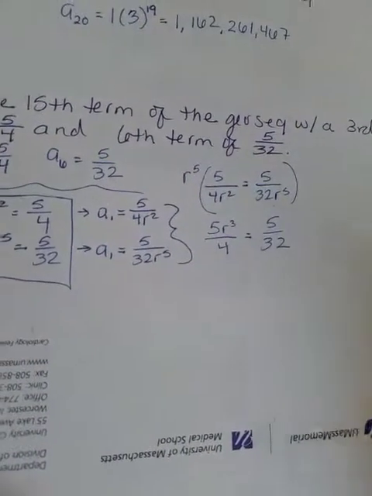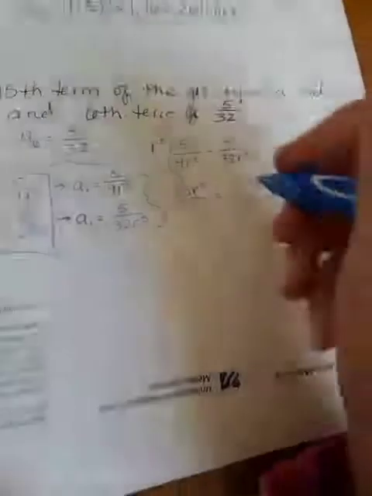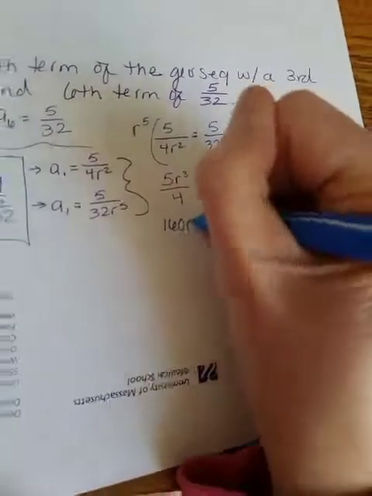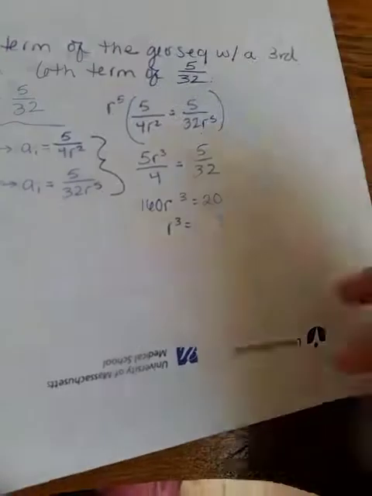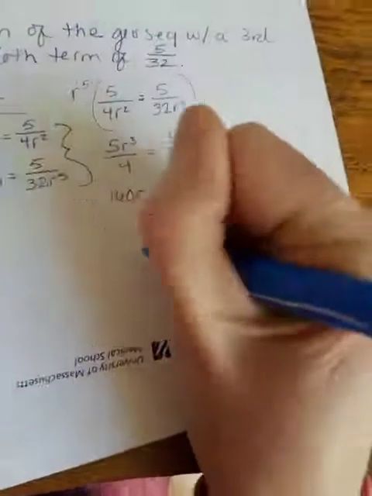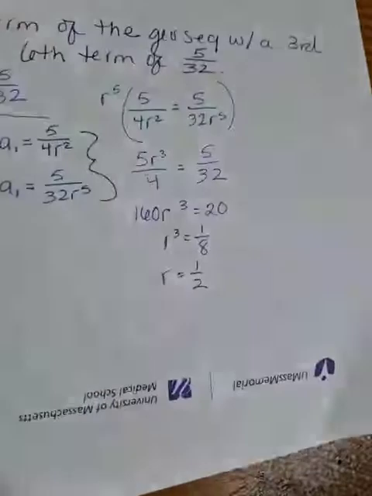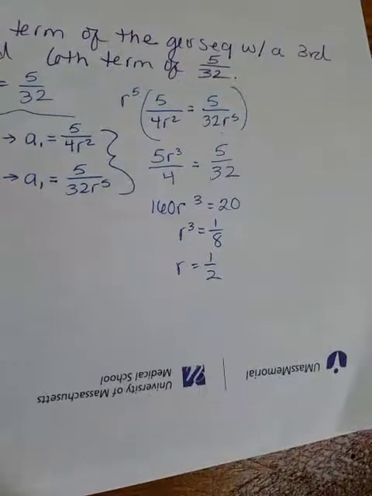Okay, you can multiply your extremes there. Let's see, and so we should get 160r cubed equals 20. I'll get r cubed equals 20 divided by 160, which is just 1/8. Take the cube root of 1/8. R is going to be 1/2. All right, so that's great.